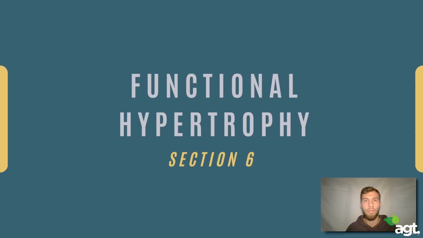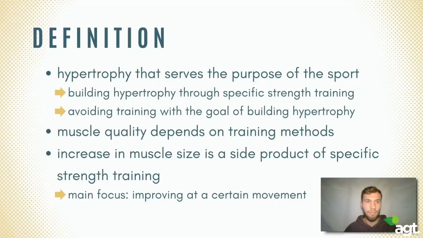We already talked about hypertrophy, and I told you about the disadvantages that come with it. Now, if we're training for hypertrophy, we should aim to get functional hypertrophy. So what is it exactly? Functional hypertrophy is hypertrophy that serves the purpose of the sport. So what we're trying to avoid is to build that artificial hypertrophy, how I'm going to call it, which means doing 4 sets of 10 reps of some exercise.